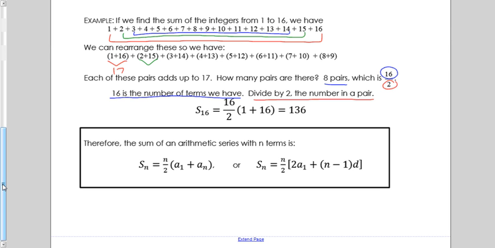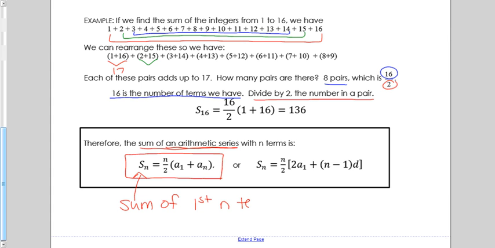This brings us to the formula for the sum of an arithmetic series. The sum of an arithmetic series is on your formula sheet. It will be given to you when you take your tests, quizzes, or your SOL. I've got 2 versions of this formula. I've got the first one, S sub n. S stands for the sum of the first n terms. So whereas a sub 16 was the 16th term, S sub 16 is the sum of the first 16 terms.